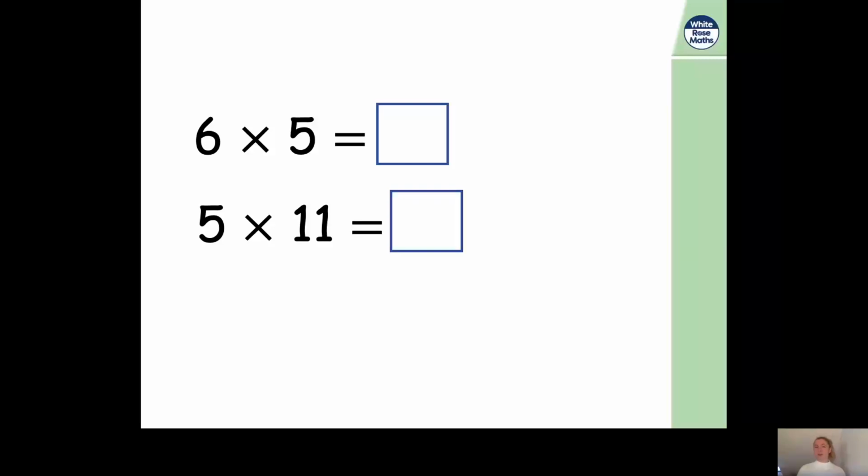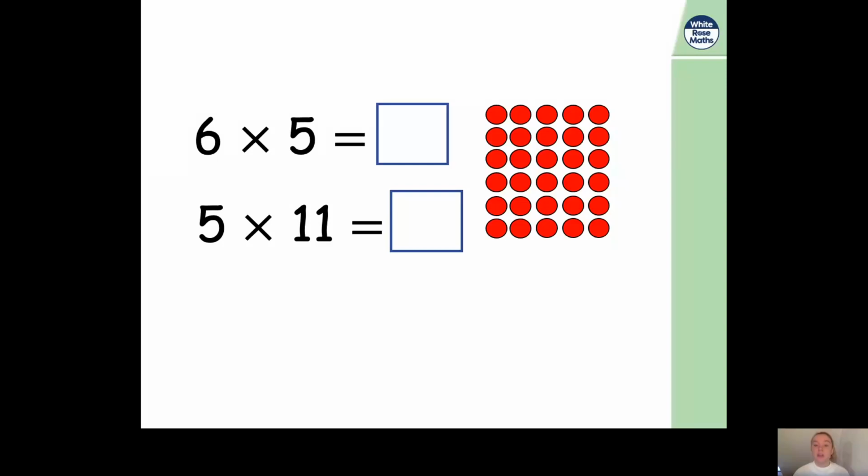So we're looking at the 5 times table here. And how many steps do we need to count? So that's right, 6 steps. So should we do it together? 5, 10, 15, 20, 25, 30. There you go, 30. Now here's an array to check our answer. So we have 6 rows and they have 5 in each row, which also gives us the answer 30.